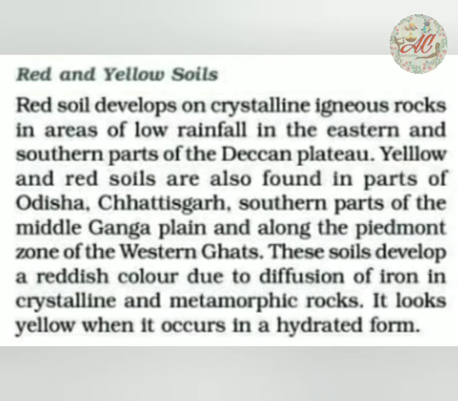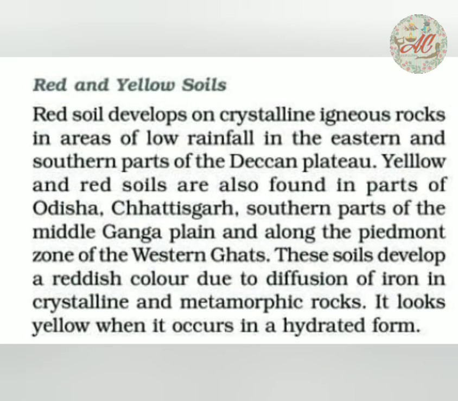Red soil develops on crystalline igneous rocks in areas of low rainfall in the eastern and southern parts of the Deccan Plateau. Yellow and red soils are also found in parts of Odisha, Chhattisgarh, southern parts of the Middle Ganga plain, and along the Piedmont zone of the Western Ghats. These soils develop a reddish color due to the diffusion of iron in crystalline and metamorphic rocks. It looks yellow when it occurs in a hydrated form. So, red and yellow soils contain hematite and limonite, which changes color from red to yellow.